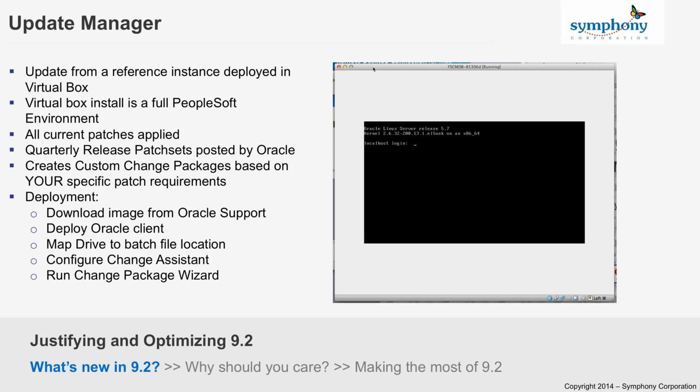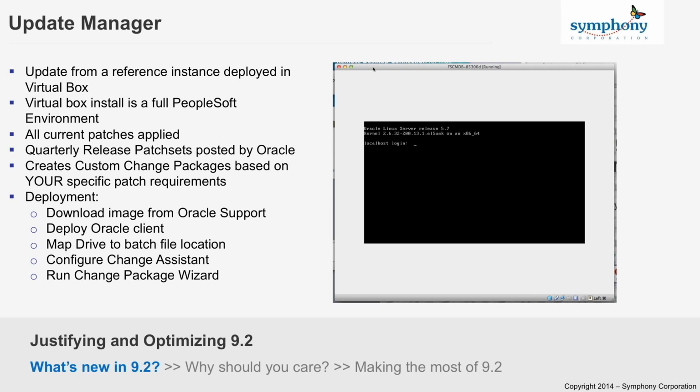How do you deploy the VirtualBox? This is a little more complicated. You download the image from Oracle support. If you're not an Oracle environment, this is an Oracle database that's delivered within this Linux image. So you'll deploy an Oracle client on your workstation. It's built into the image. It tells you how you can map to it and deploy it. You map a drive on your workstation that's running Change Assistant to the batch file location that's also within this virtual box.